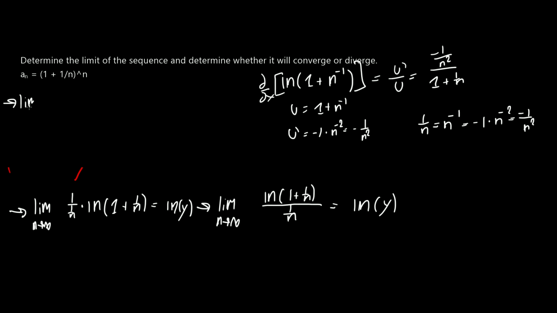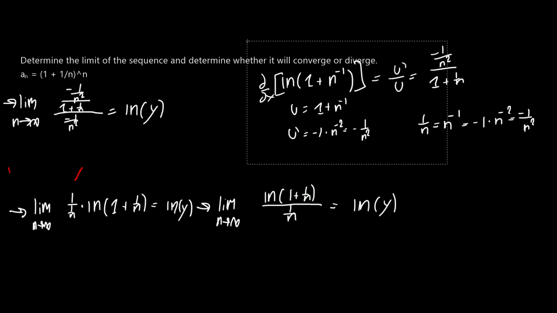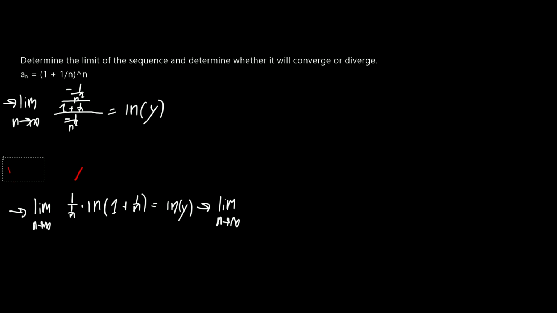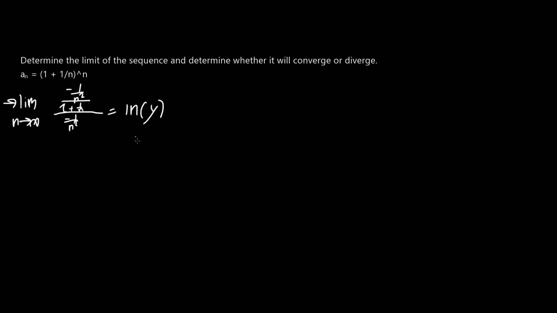So now we're going to have the limit as n approaches infinity of the numerator's derivative, which is negative 1 over n squared divided by 1 plus 1 over n, and this will all be divided by the denominator's derivative, which is negative 1 divided by n squared, and then this will all be equal to natural log of y. So this is a big mess right now. So to not confuse anyone, let me just go ahead and get rid of everything we no longer need. So all of this can go away. We're only focused on this part now.